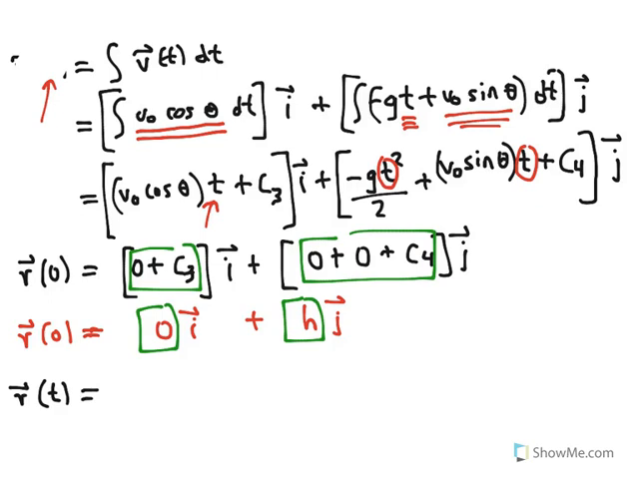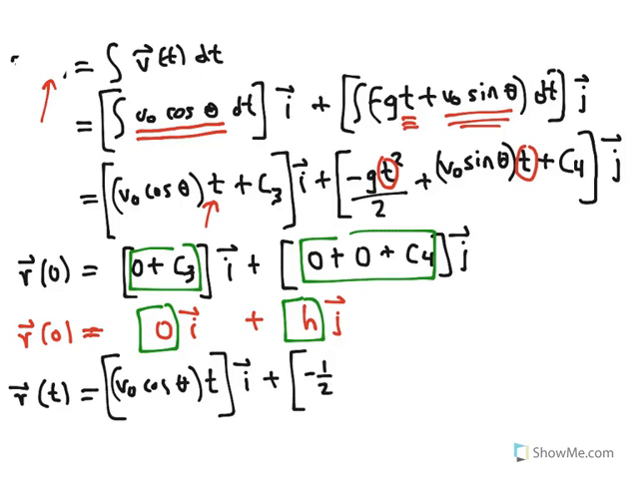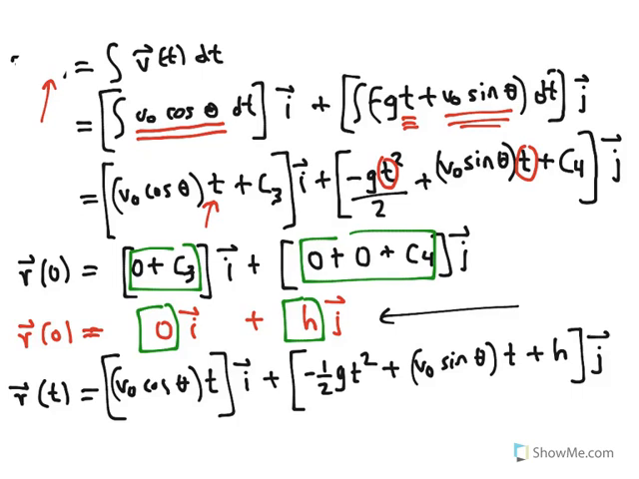So that gives us our position function for an object in projectile motion. We have r of t is equal to, c sub 3 is 0, so for the horizontal component we have v naught times cosine theta times t plus 0 i, and then for the vertical component we will have negative 1/2 g t squared plus v naught sine of theta times t plus c sub 4, which we found to be h, plus h j.